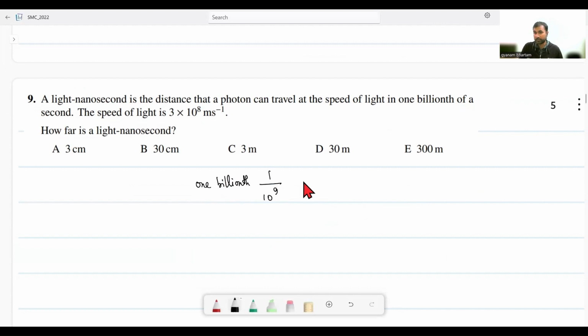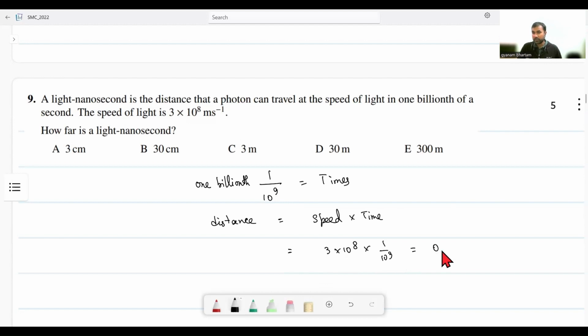This is the time we have. So the distance is going to be speed into time, which means 3 into 10 to the power 8 into 1 by 10 to the power 9, which gives 0.3 meter. Multiply with 100, so it is 30 centimeter.